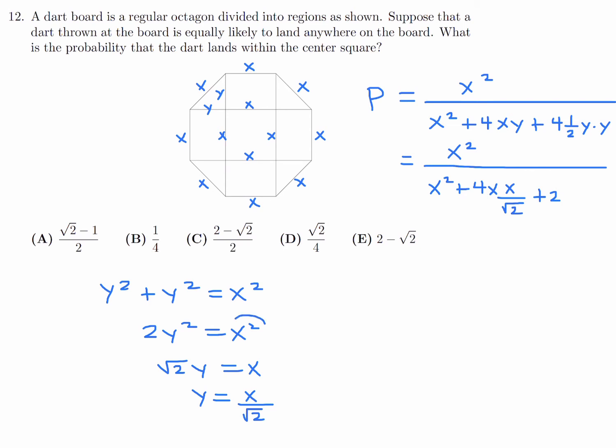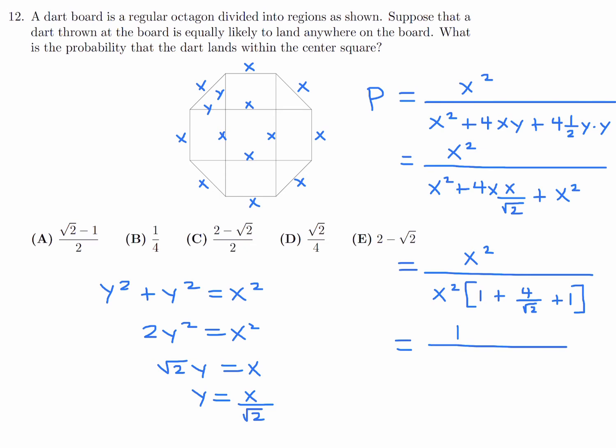2y squared is just x squared. So instead of writing 2y squared, I'll just write x squared, right? Okay, so this looks like x squared, and then the x squared we can factor from everything. We got 1 plus 4 over root 2 plus 1. And then the x squareds cancel, so all you're left with is 1 over 2 plus 4 over root 2.